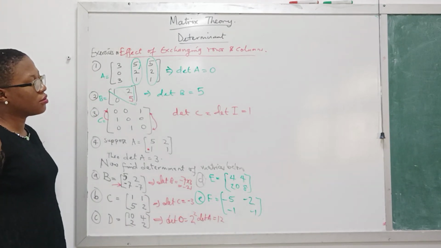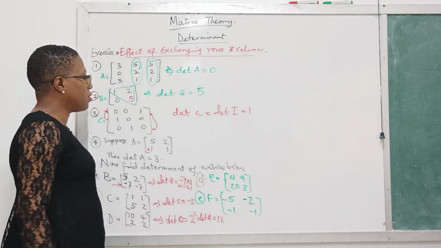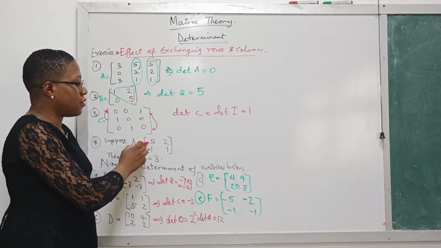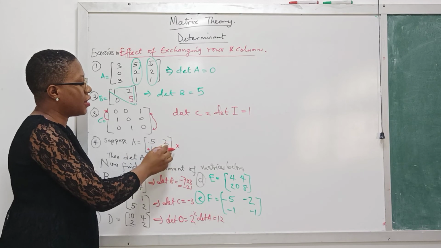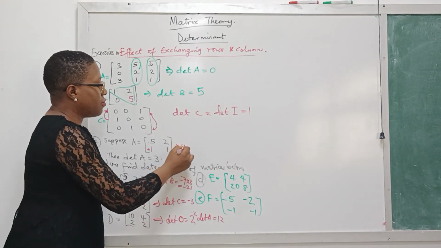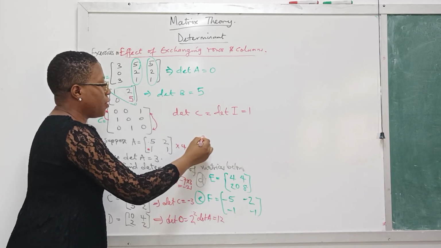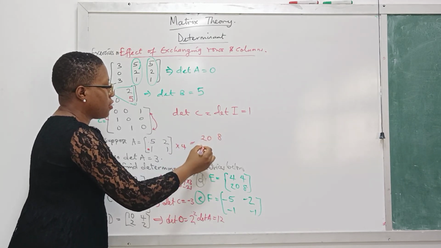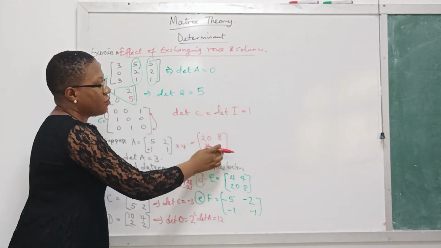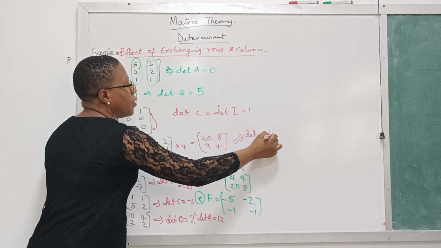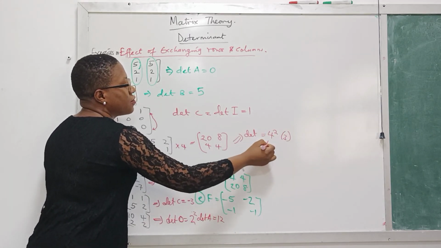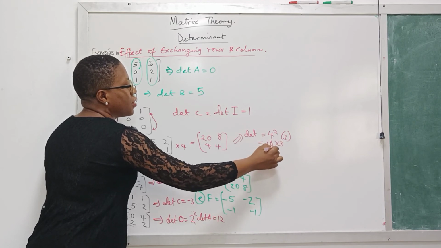The next one, what did they do? They multiplied this matrix by 4 and then swapped the 2 rows. Have you seen it? If I multiply this matrix by 4, I'll have 28, 4, 4. Then they swap the two rows. But what's the determinant of this matrix? 4 raised to power 2 times determinant of A, that's times 3. 4 raised to power 2 is 16 times 3, which is 48.